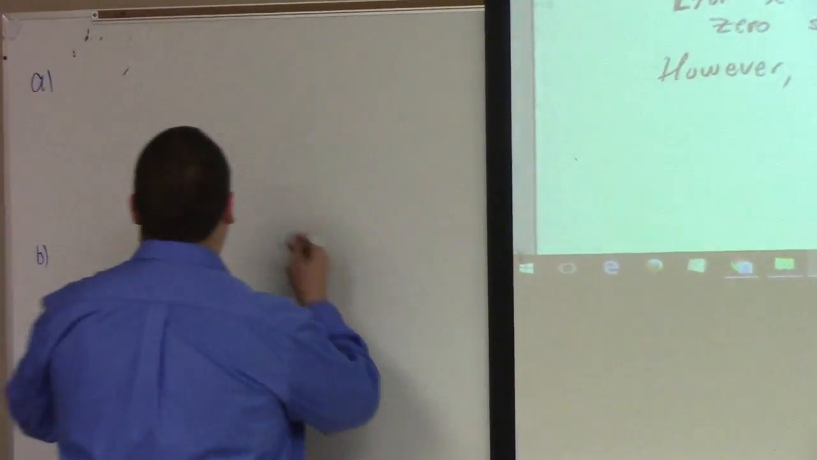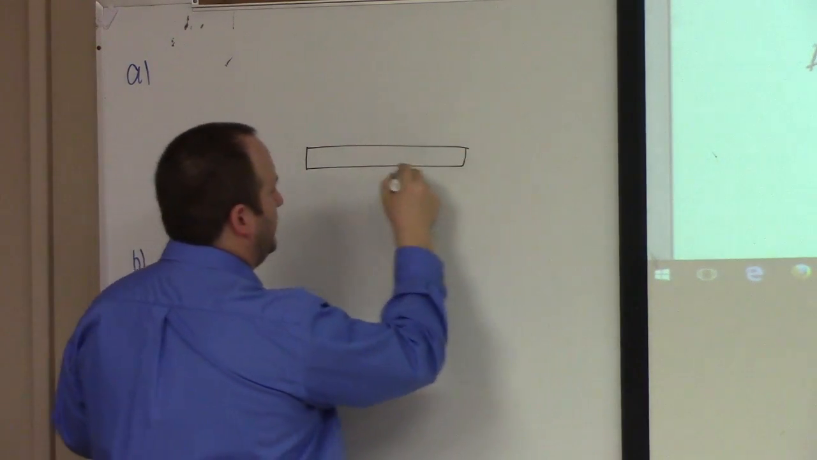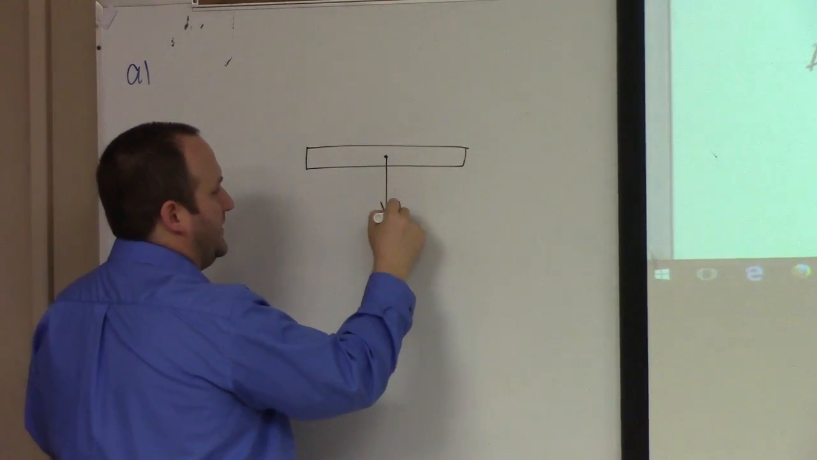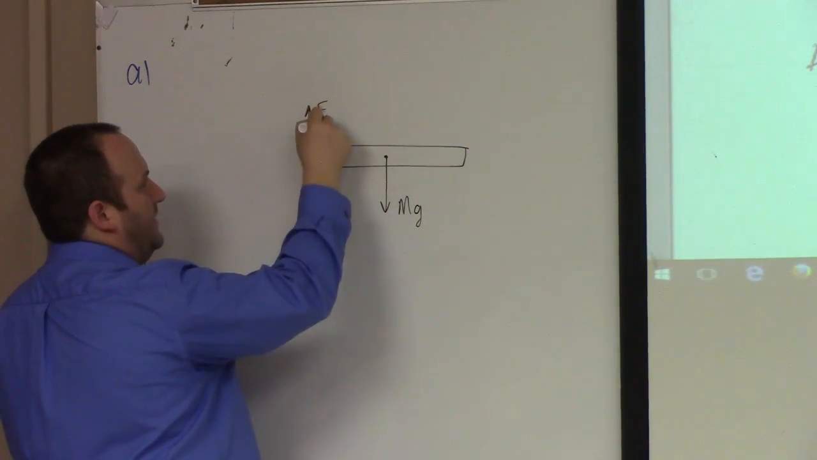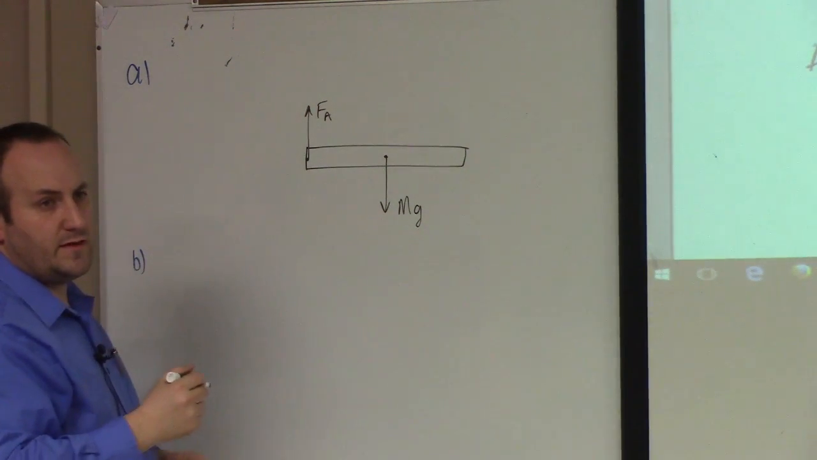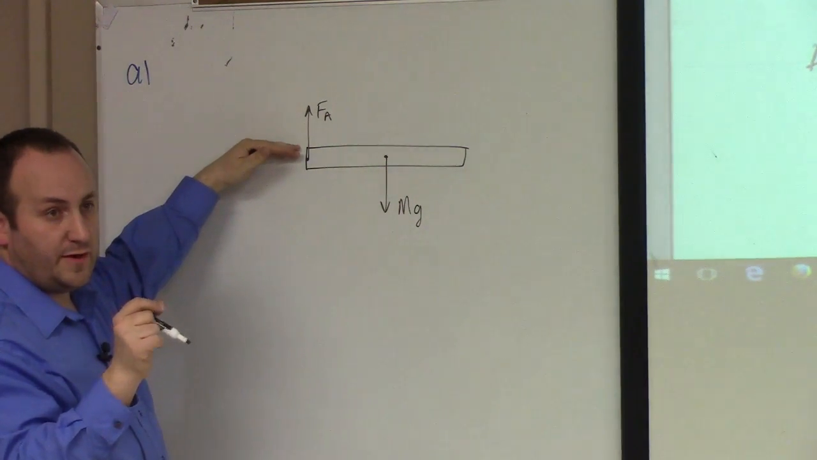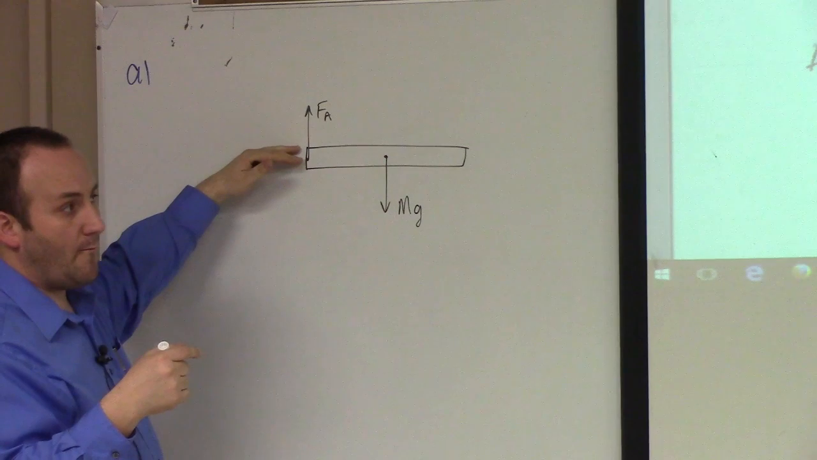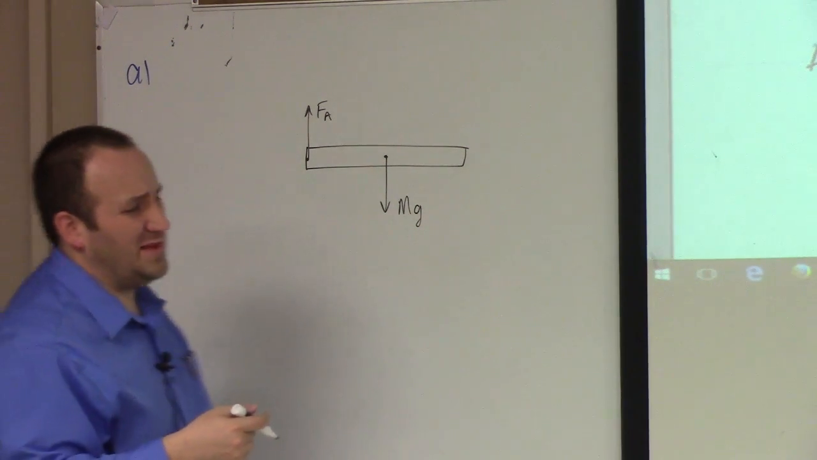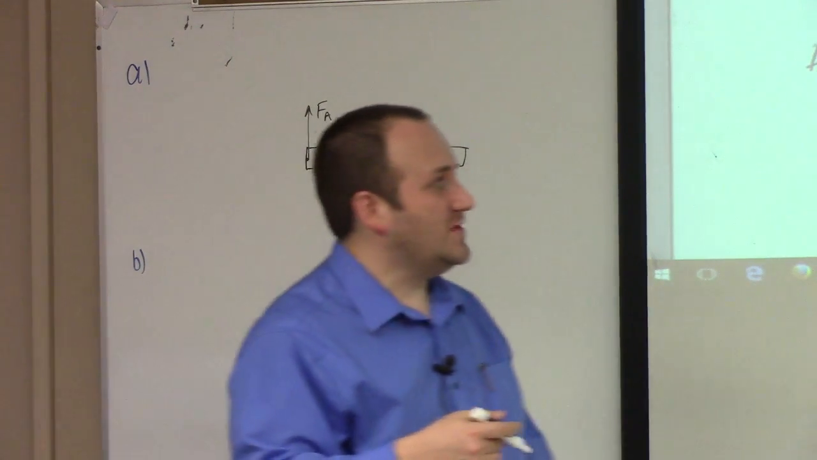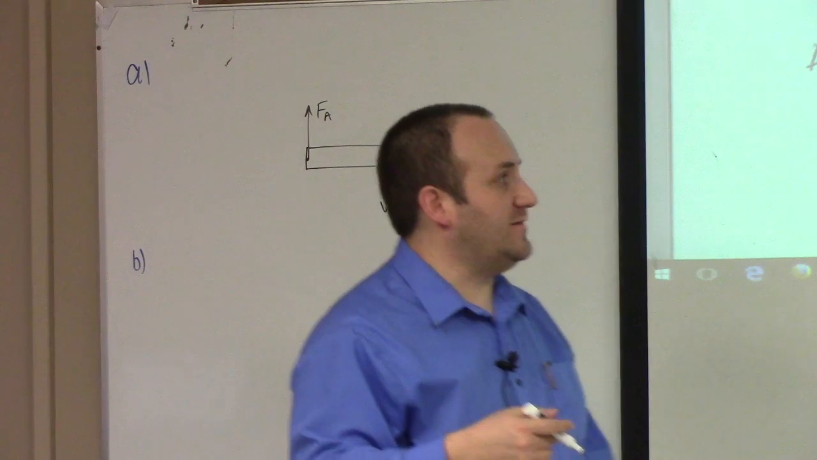So if you think about this, what are the forces on this? Well, you can think about mg like that, right? You've got Fa like this, the force at the place where it's pivoting. Are there any other forces on the thing? I don't think so, right? So that's the net force.